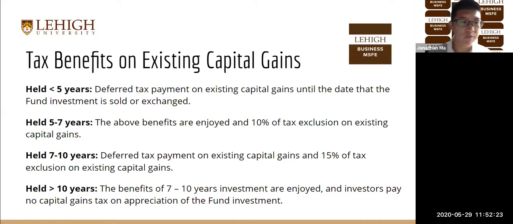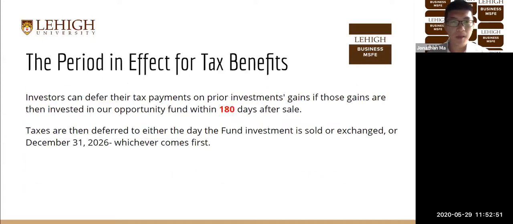If the investment is held for 7 to 10 years, deferred tax payment on existing capital gains still exists. And then there's also a 15% tax exclusion on the existing capital gains. If it's held for more than 10 years, the benefit of the 7 to 10 years investment is still enjoyed. Plus, the investors can also pay no capital gain tax on the appreciation of the fund investment. Next slide, please.